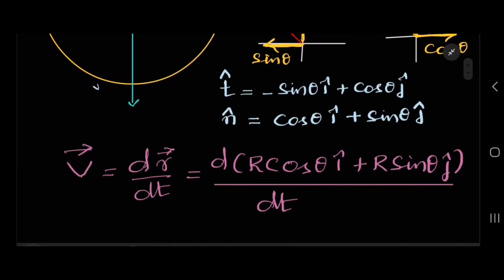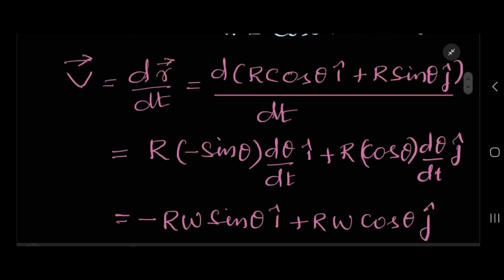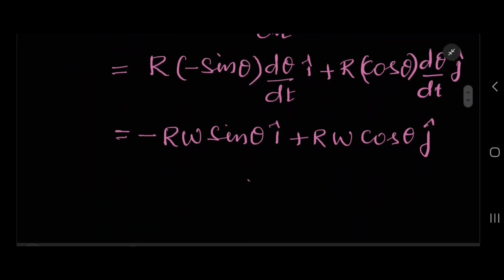So when you differentiate this cos theta function with respect to time, I have to apply the chain rule of differentiation. The derivative of cos theta is minus sin theta, but that is with respect to theta. In this case, I have to differentiate with respect to time. So it is the derivative of cos theta with respect to theta into the derivative of theta with respect to time. That gives r into the derivative of cos theta, which is minus sin theta, into d theta by dt i cap, plus r into the derivative of sin theta, which is cos theta, into d theta by dt j cap. d theta by dt is omega. So r omega is common in both terms. I can write minus r omega sin theta i cap plus r omega cos theta j cap.